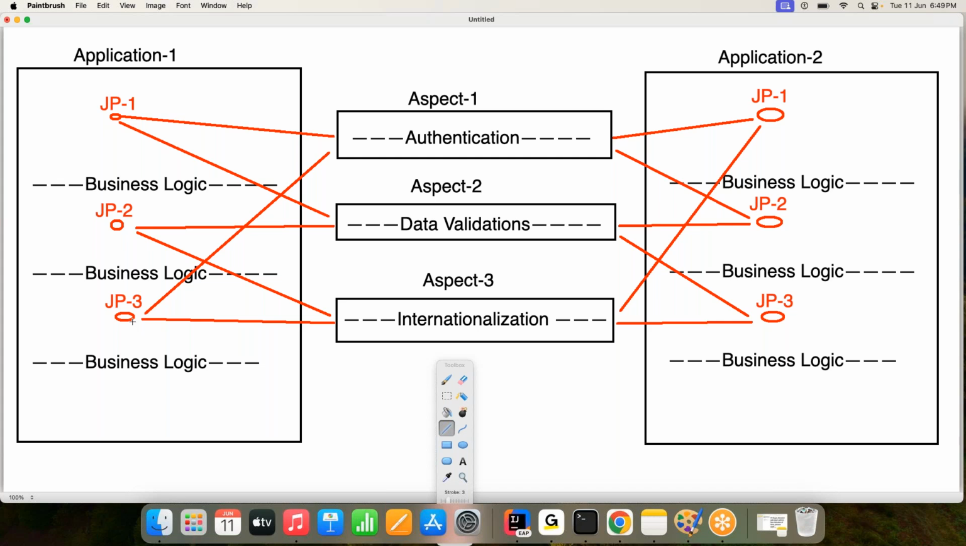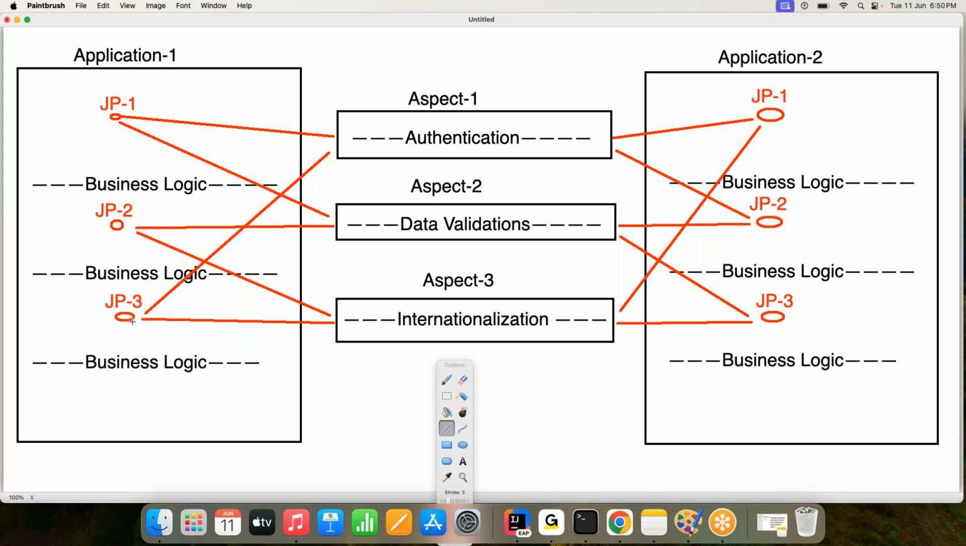Similarly, we can understand it in application 1: 2 times I have used the authentication service, 2 times the data validation service, 2 times the internationalization service. The 2 times in the sense more than 1 time. More than 1 time in the sense the same service we have used again and again. Same service used again and again in the sense reusability. There we are able to achieve reusability.